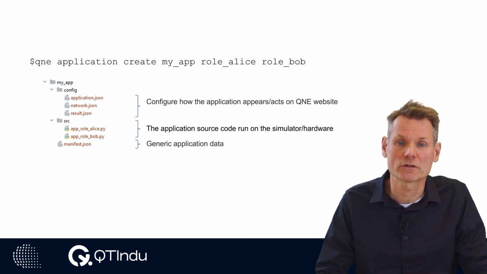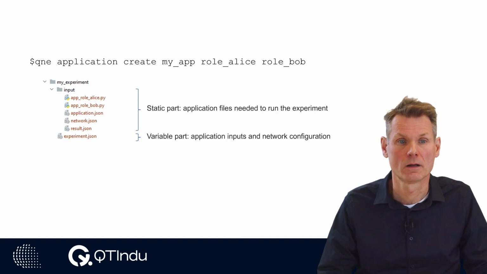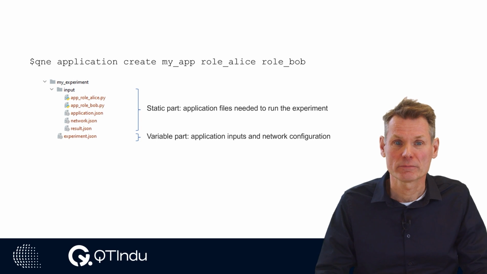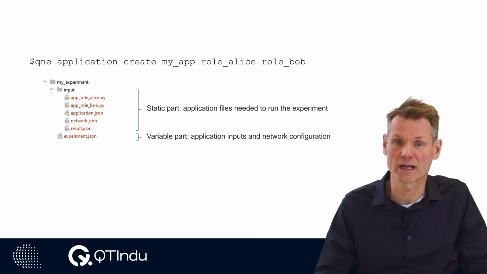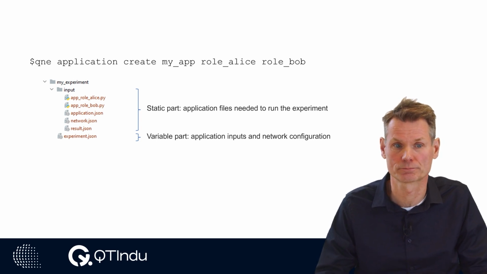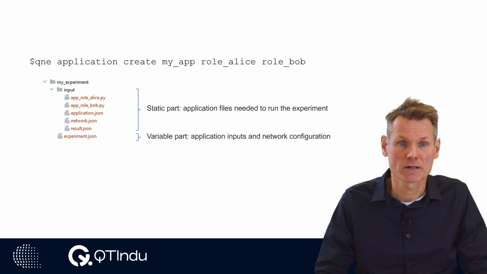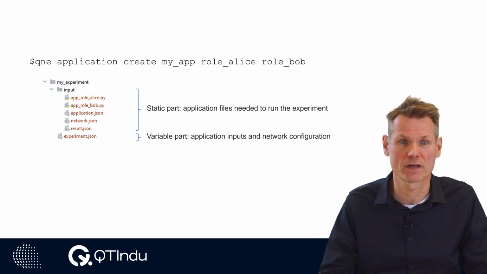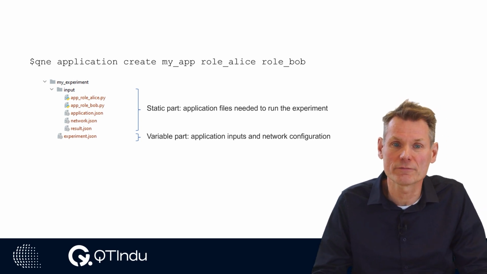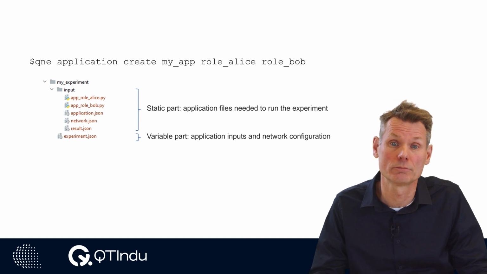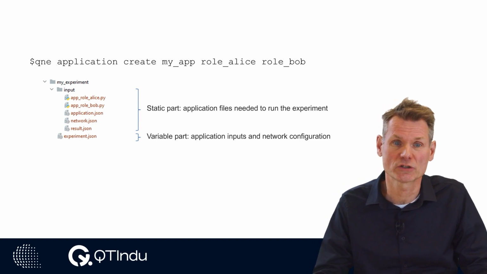First, we look a bit closer at the file structure of an experiment. After executing the experiment create command, we get the following experiment file structure. The experiment file structure consists of a directory called inputs where the relevant application files are copied to. These files are static and do not change for each experiment run.